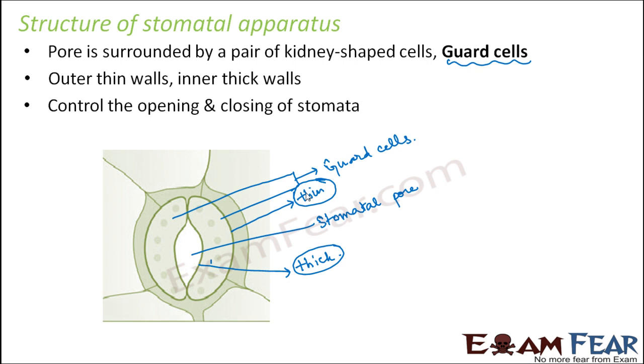So, a few more points to note here is that, as I said just now, the pore is surrounded by kidney-shaped cells, that is the guard cells. Now, not always are these cells kidney-shaped. For example, in grasses, these cells are not kidney-shaped. Instead, they are dumbbell shaped. So, something of this shape.